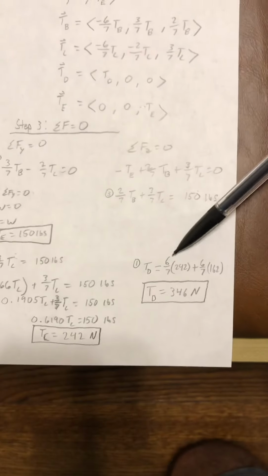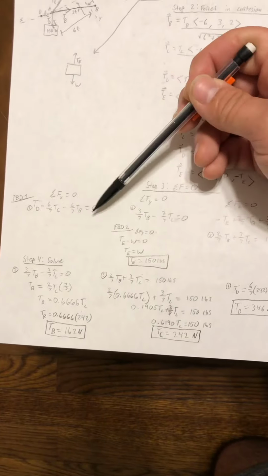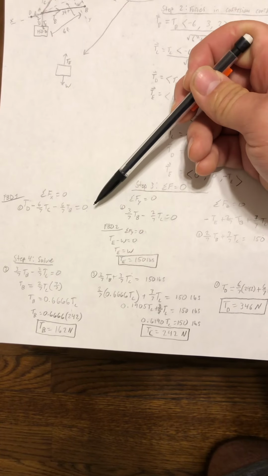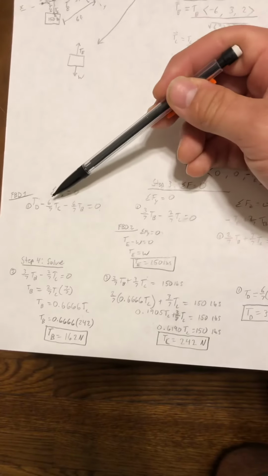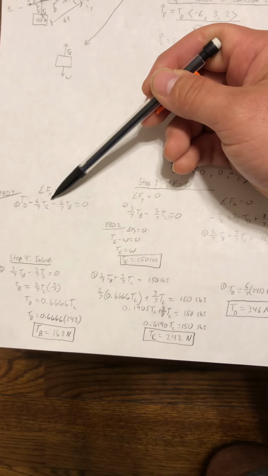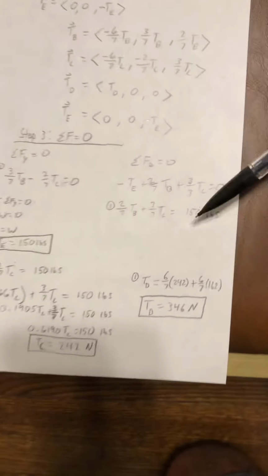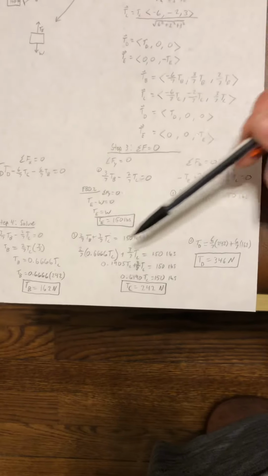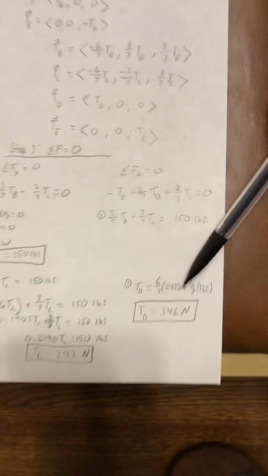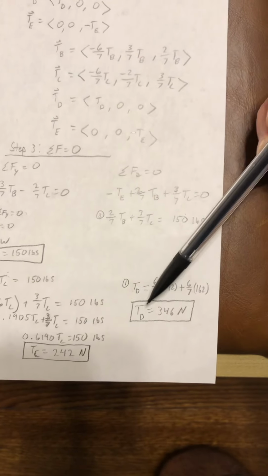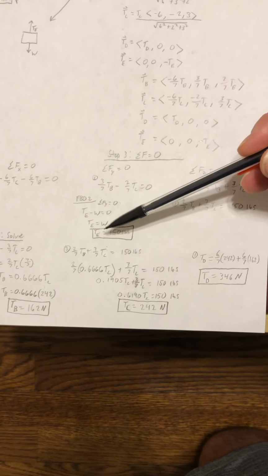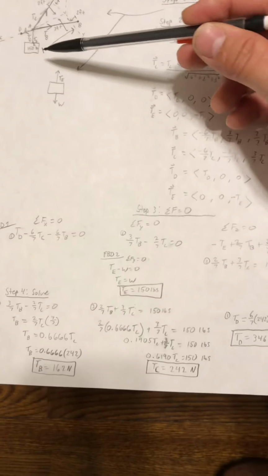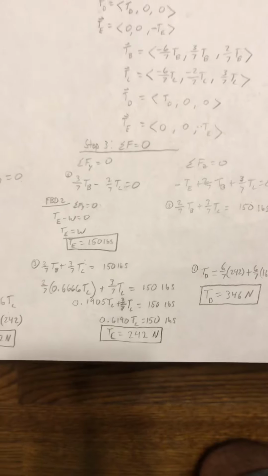So I got both of these to this side, added them to this side. So it's TD equals 6/7 TC plus 6/7 TB. And then you just plug in the values you got for TB and TC to here, add it up, and it gives you TD equals 346. And we already had the tension of E, this one right here, is just the weight. And so now we have the tension of all 4 ropes.